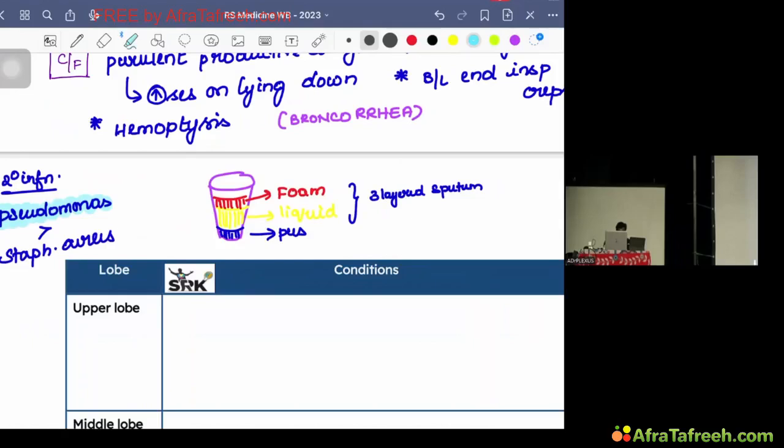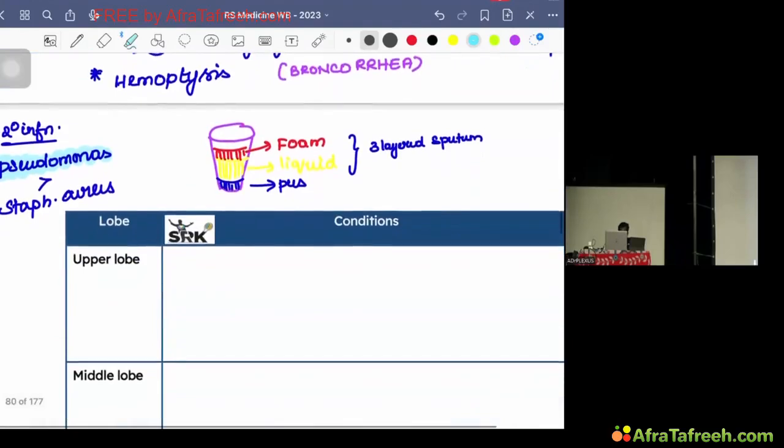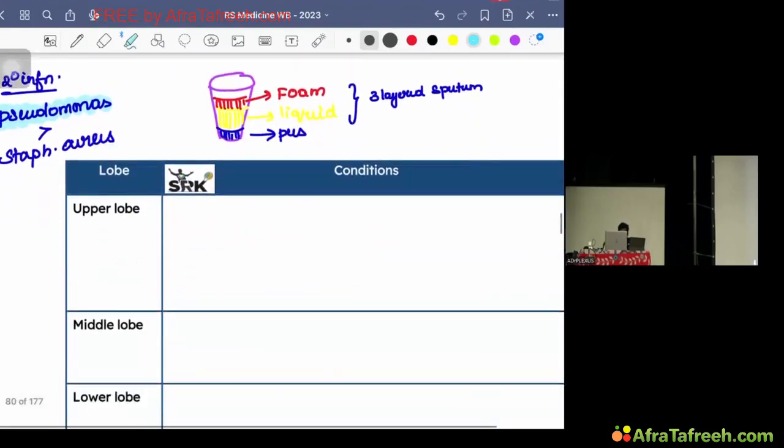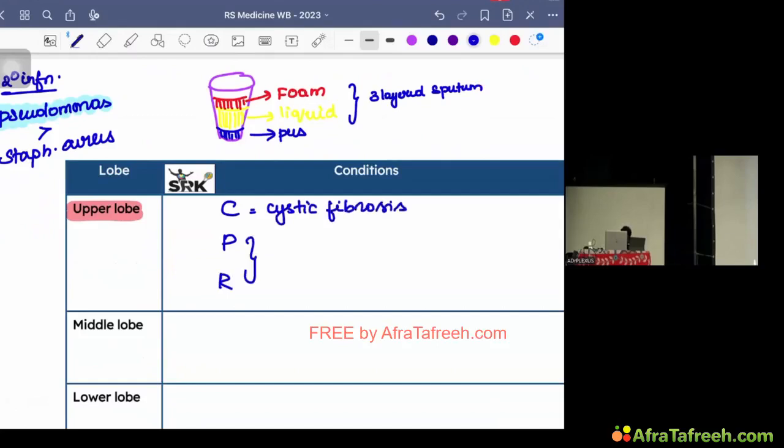Pseudomonas, very important. Next, whenever you have bronchiectasis, there are certain conditions which will have lobe predilection. Whenever a patient has bronchiectasis and it is upper lobe predominant, more bronchiectasis in the upper lobe, then you have to think about CPR: cystic fibrosis, post radiation.